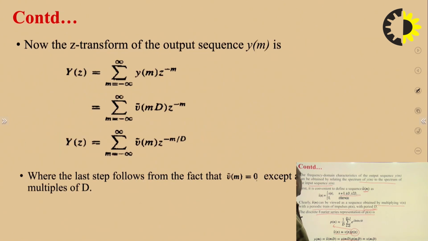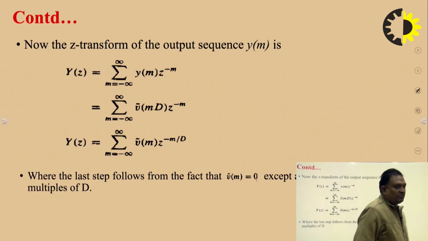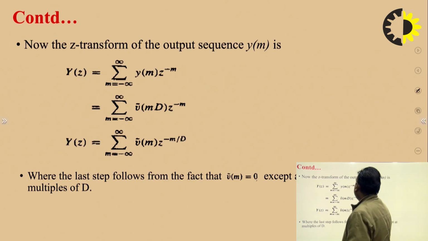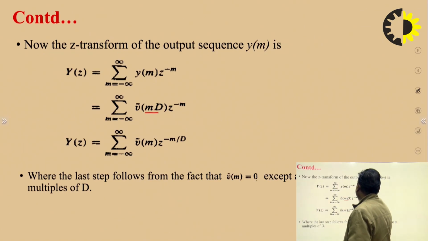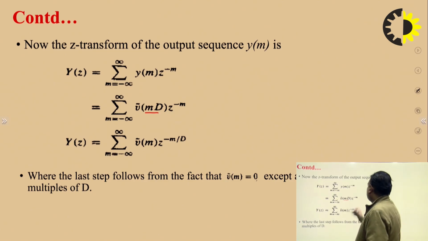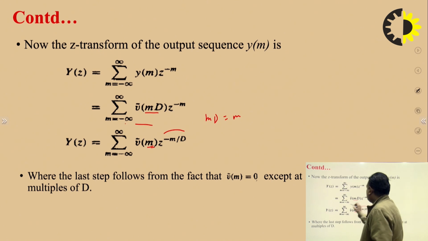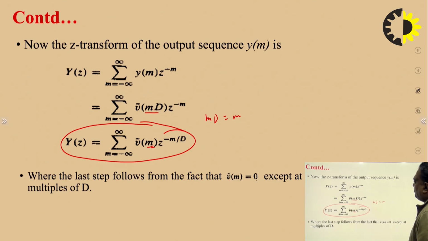Now let us see the Z transform of the output signal y(m). Y(z) equals summation m equals minus infinity to infinity y(m) into z to the power minus m. Now y(m) is nothing but v tilde(md) into z to the power minus m. If you put md equals m, then this md will become m and this m will become m by d. So this is the Z transform of the output signal.